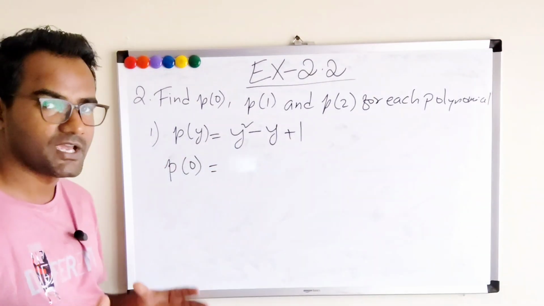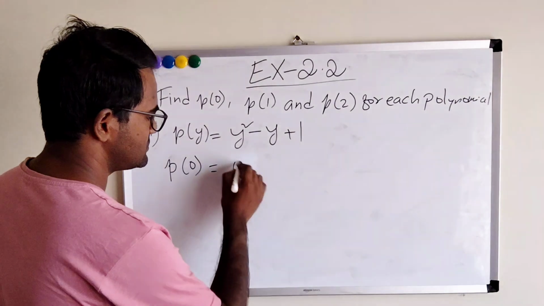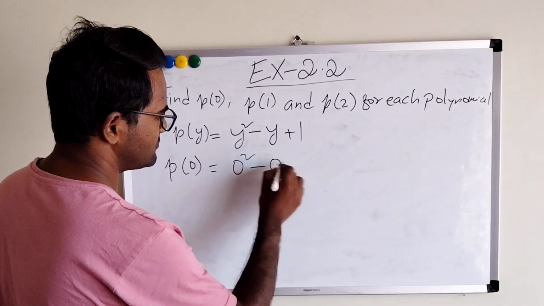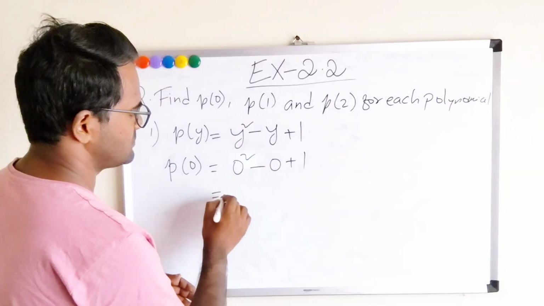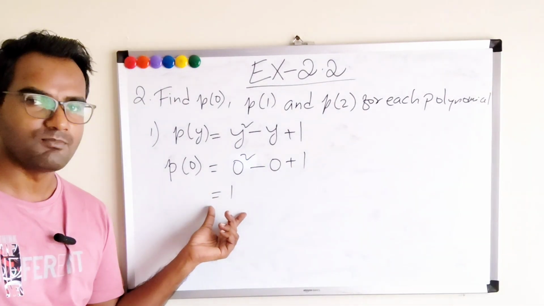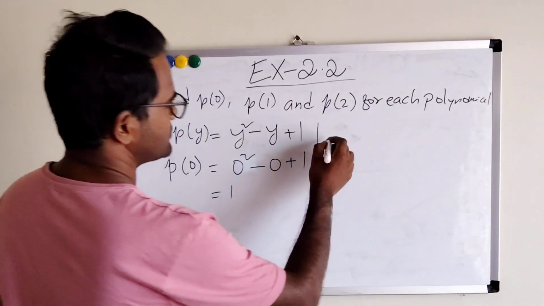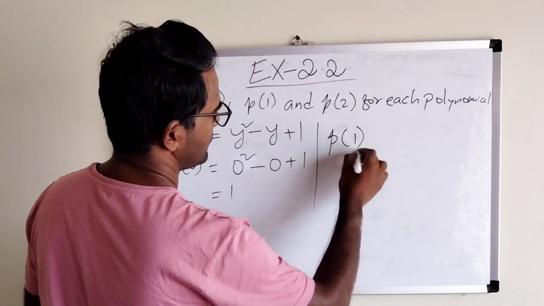So in place of y, we are going to put 0. So what is that? 0 square minus 0 plus 1. So 0 minus 0, everything is 0. Here you get how much? You get only plus 1, right? Now the next one, we put p of 1.